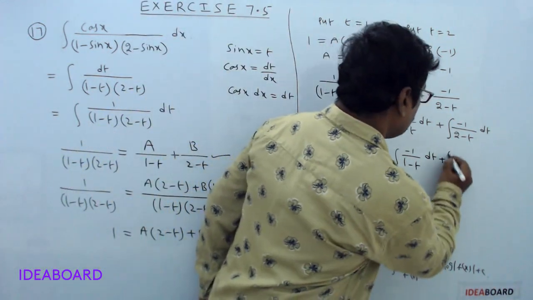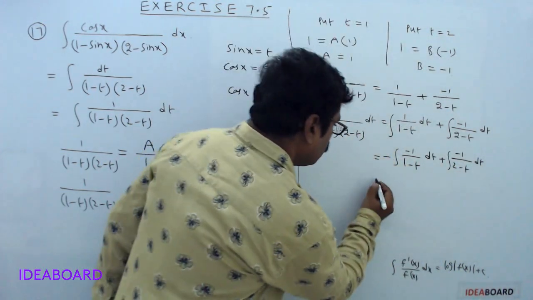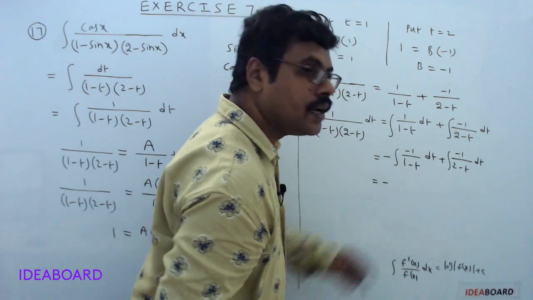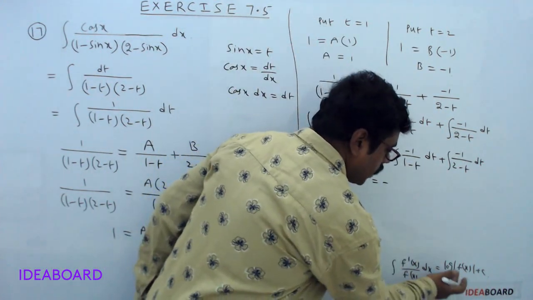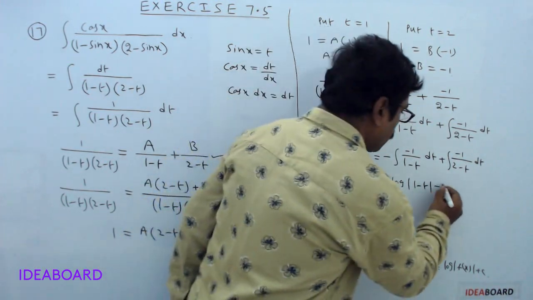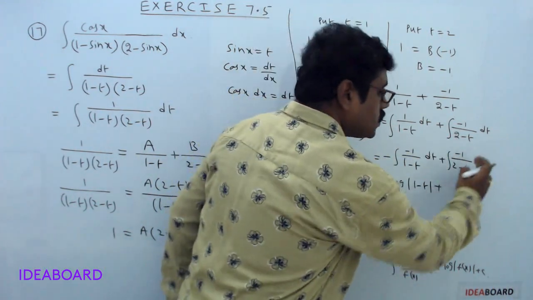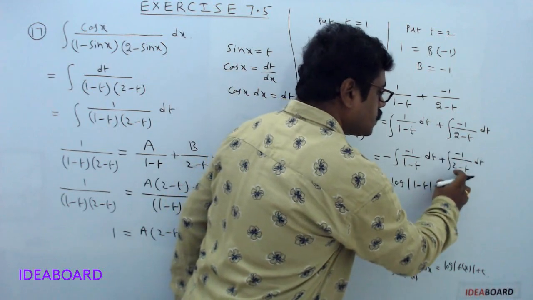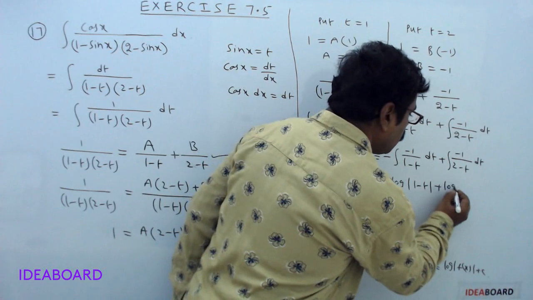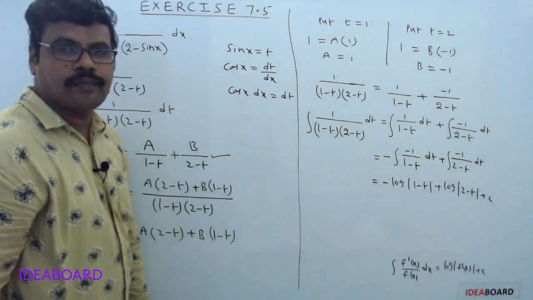So first write down this as integral minus 1 divided by 2 minus t dt. This is minus integral minus 1 divided by 1 minus t dt, which can be taken by using this formula as log mod 1 minus t plus, derivative of 2 minus t is minus 1. This term is of the form integral f dash of x by f of x dx. By using this formula, what is its answer? Log mod 2 minus t plus a constant c.